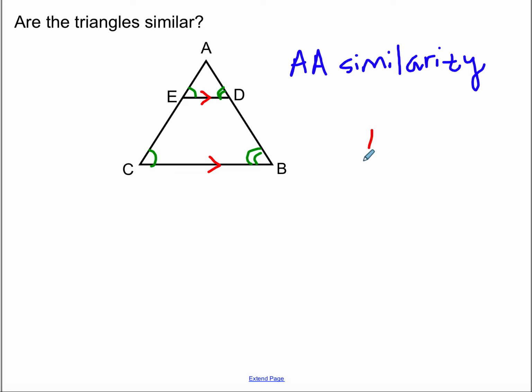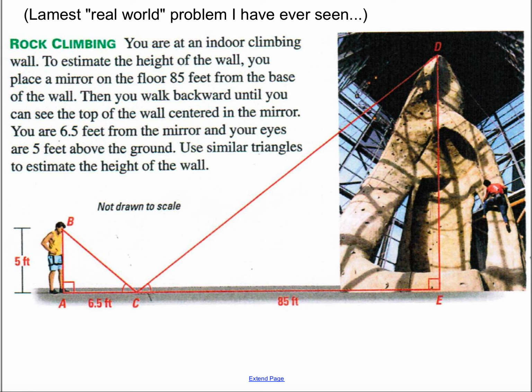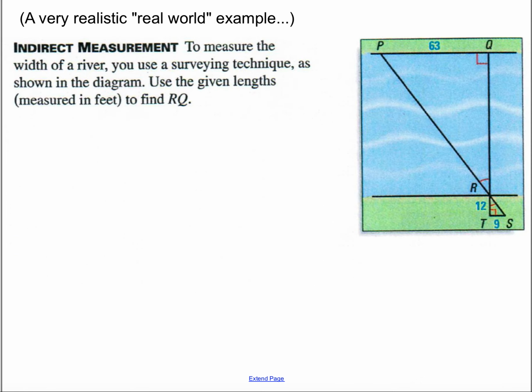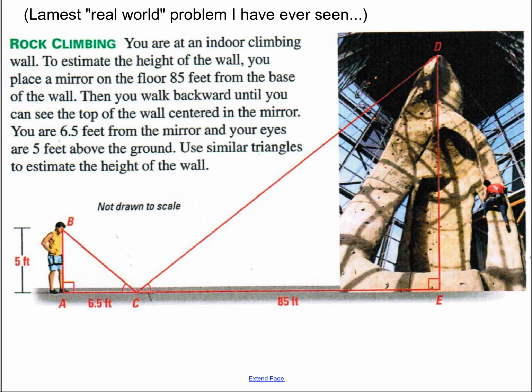So you have AA similarity, you have SSS similarity, which says that all three sides are proportional, and you have SAS similarity, which says that two sides are proportional and the included angle is congruent. What I want you to do now is we have two real-world problems, and I want you to take a try at each of them. These are hard problems, and that's okay, but I want you to try to figure out an answer and solve these problems. Then when you're done, come and check your answers with me.